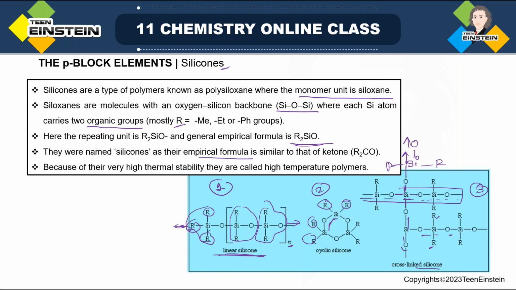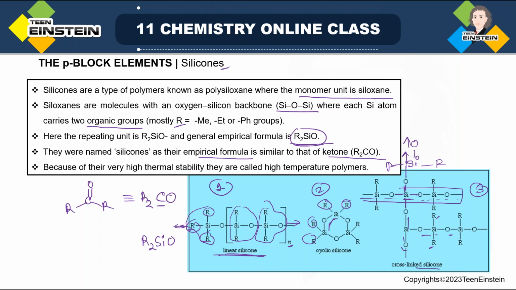Empirical formula is R2SiO. Now we know ketone, the general way we represent ketone is R2CO. Similarly, if you look at the empirical formula, it is also R2SiO. Only in place of carbon, now we have Si. Though it is not the full formula, it is just the empirical formula because it is the repeating unit, still it has some similarity with the ketone structure.